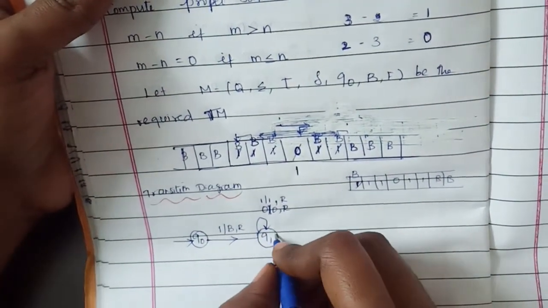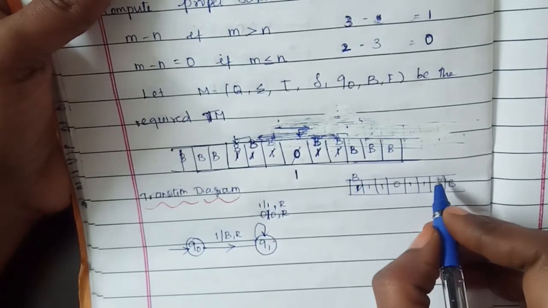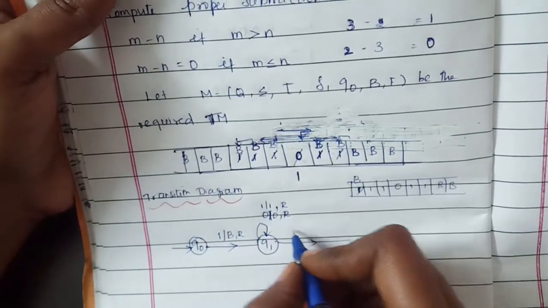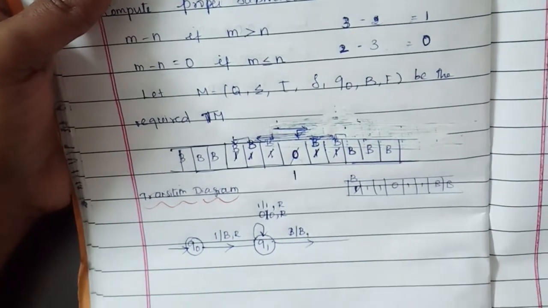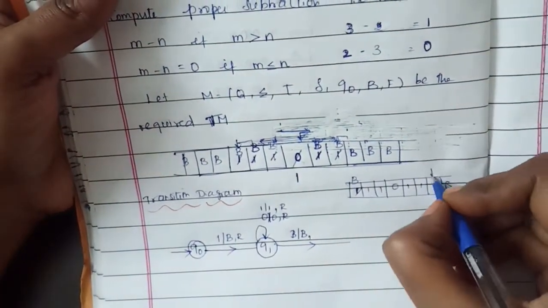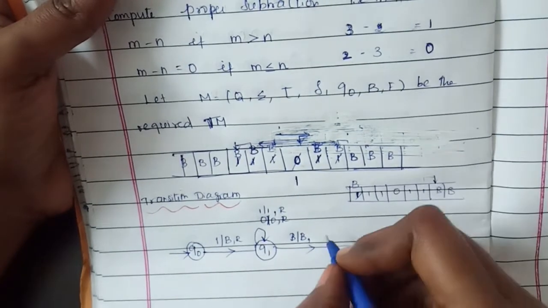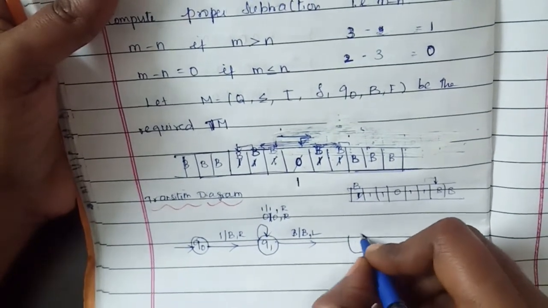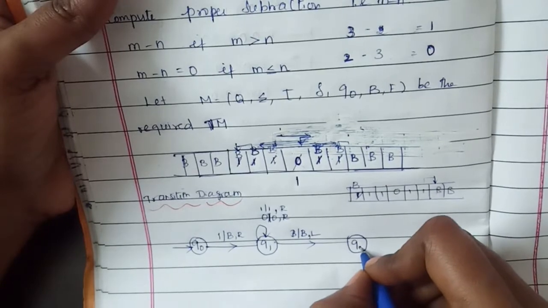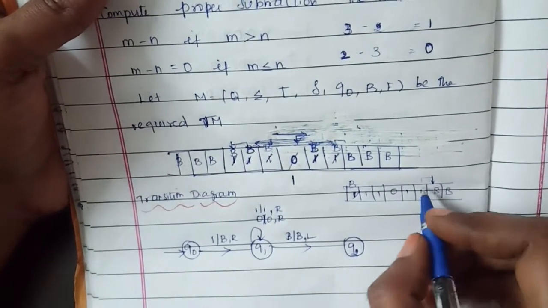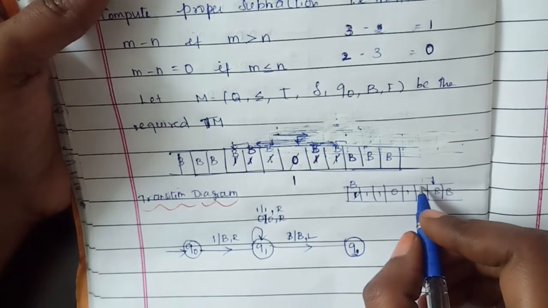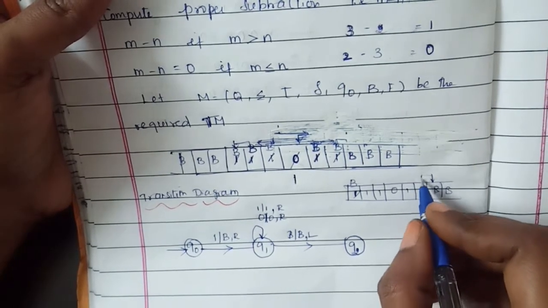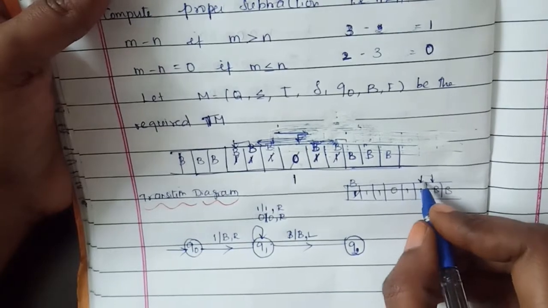It goes until b. When it sees b, it stays blank itself, and it has to go in the left direction. So here it is q2. When you reach q2 here, it is on the leftmost direction.